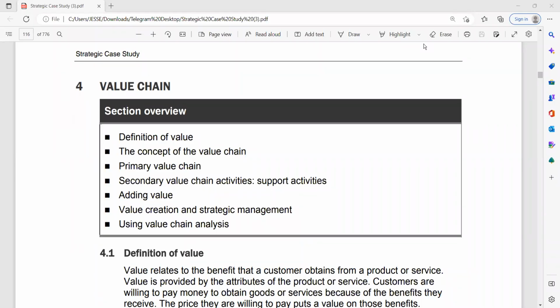Welcome once again. This is Pinnacle Professional College, and today we bring to you another lecture on strategic case study.